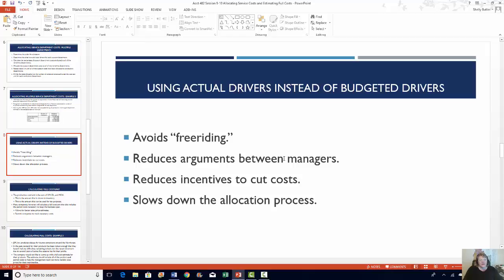And it slows down the allocation process because you've got this overhead and you apply it to the job, to that production, and it slows down the allocation process so that all those charges aren't plowed into one department at the same time. So using the actual drivers instead of budgeted drivers is the best way to go.